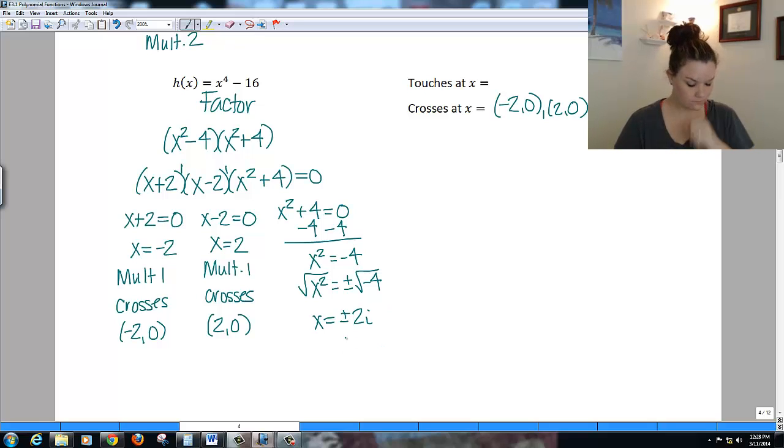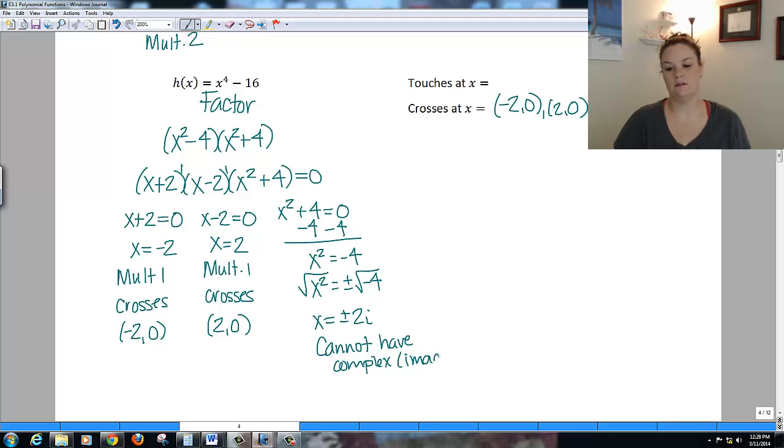So here, I'm just going to go ahead and say, cannot have complex, or in other words, imaginary intercepts. Okay, so because negative 2i and positive 2i are numbers we can't graph, we don't care about their multiplicity because we can't graph them. We don't know if it touches or crosses because we can't put them on our rectangular coordinate system. So I just ignore those two, which means that I don't have any that touch. So I'm just going to write none.